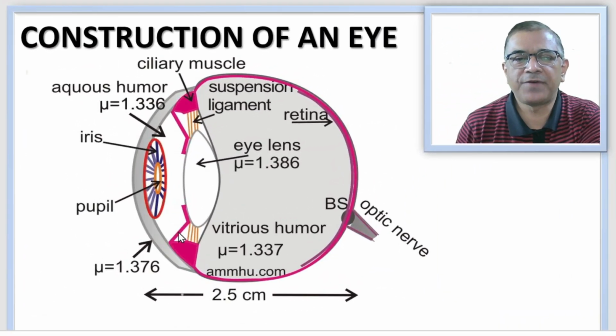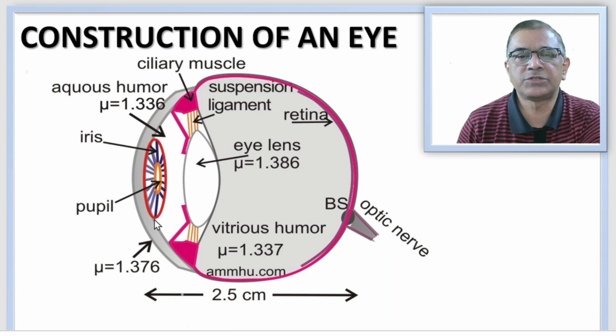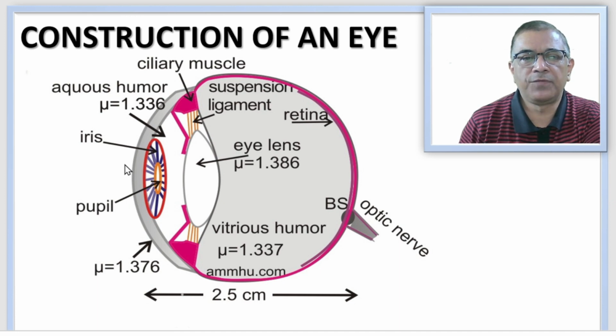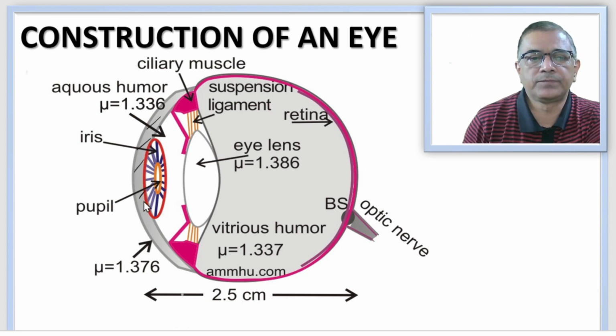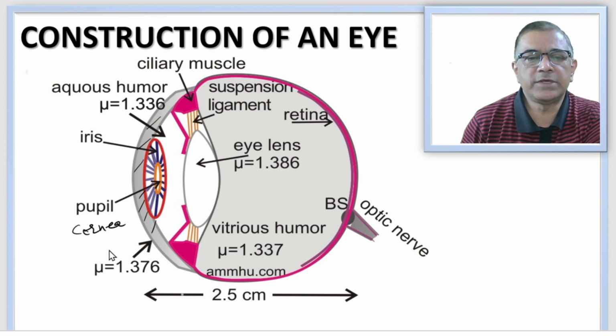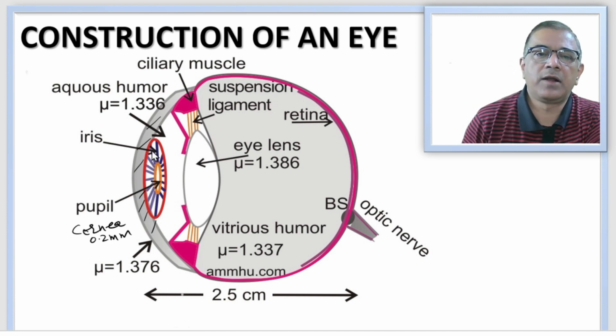An eye is nearly spherical, has a unique and amazing internal structure which helps us to see the world around us. So what you see is the cross-sectional view of an eye. The front side of an eye has a thin transparent layer called the cornea. The thickness of this cornea is about 0.2 mm and it has refractive index 1.376.